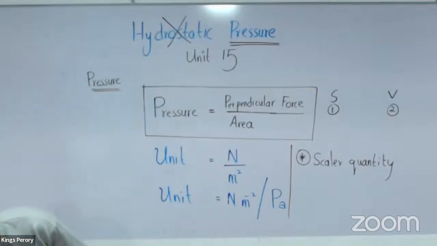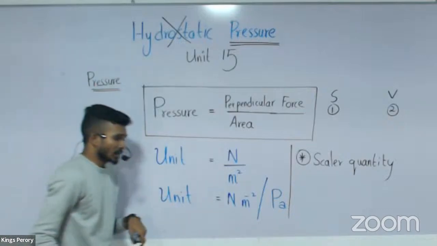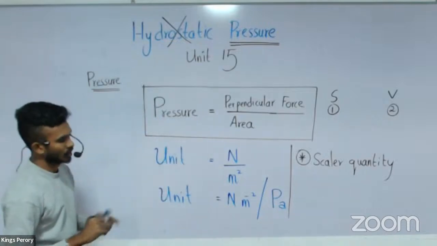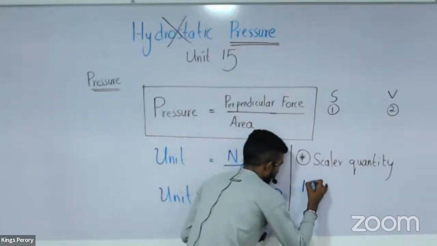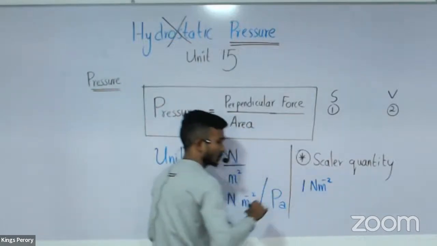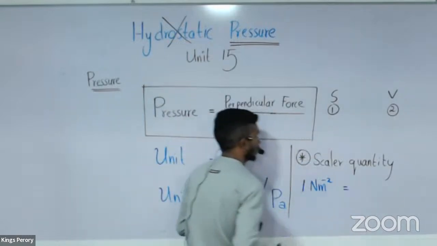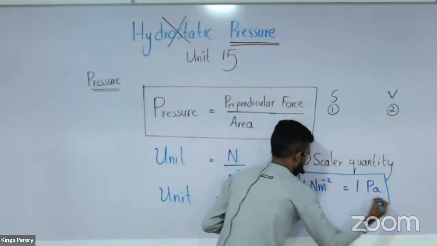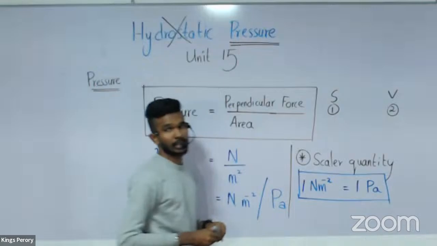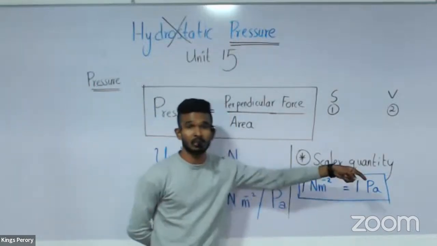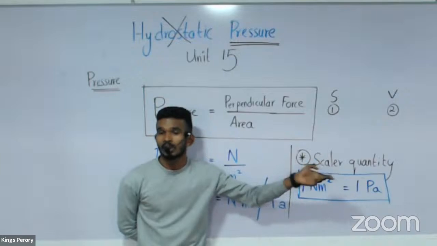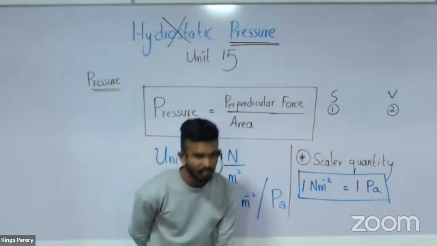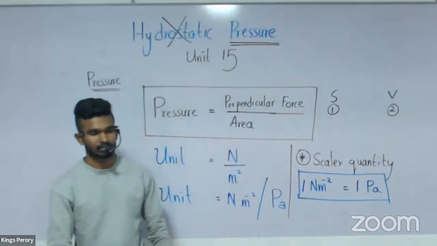No. Hurry. One more point. What's the relationship between Nm to the power minus 2 and Pascal? Listen, 1 Nm to the power minus 2 is exactly equal to 1 Pascal. Then you all tell me: 2 Nm to the power minus 2, 3 Nm to the power minus 2, 1000 Nm to the power minus 2, 3000 Nm to the power minus 2. Okay, let's write this and box it.